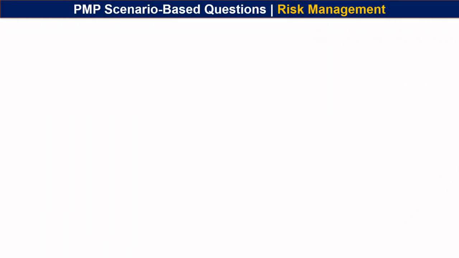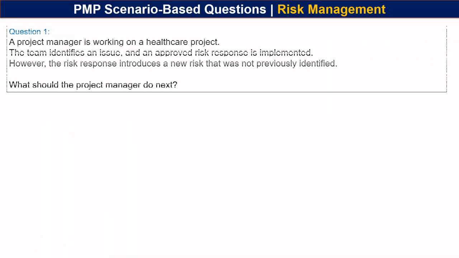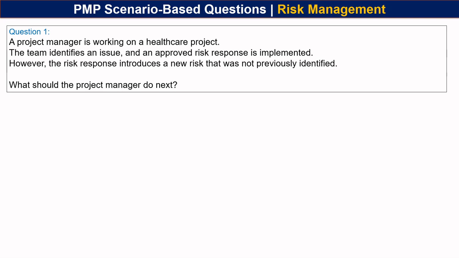PMP Scenario Based Questions: Risk Management. Question 1. A project manager is working on a healthcare project. The team identifies an issue and an approved risk response is implemented. However, the risk response introduces a new risk that was not previously identified. What should the project manager do next?